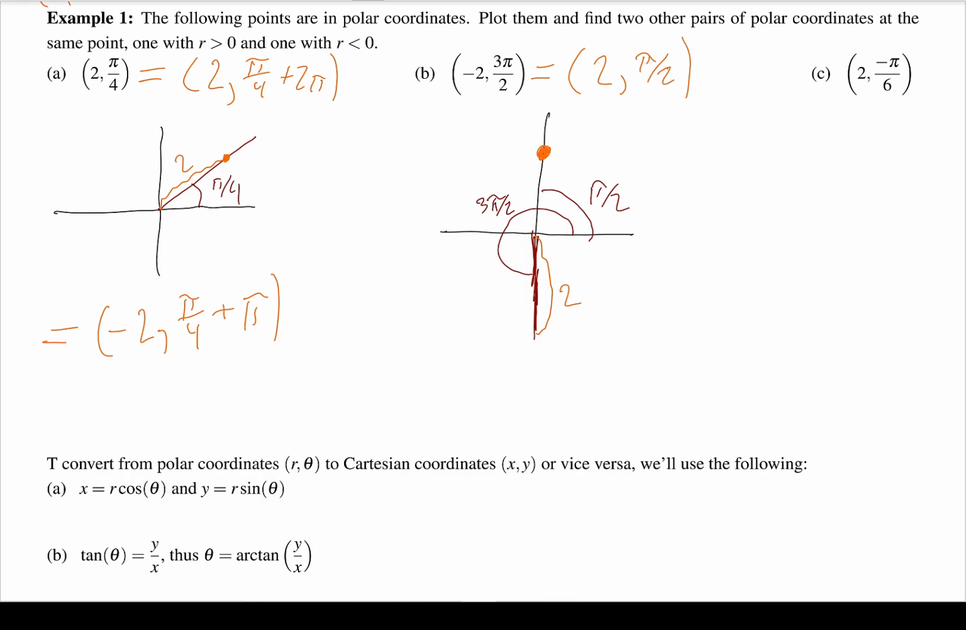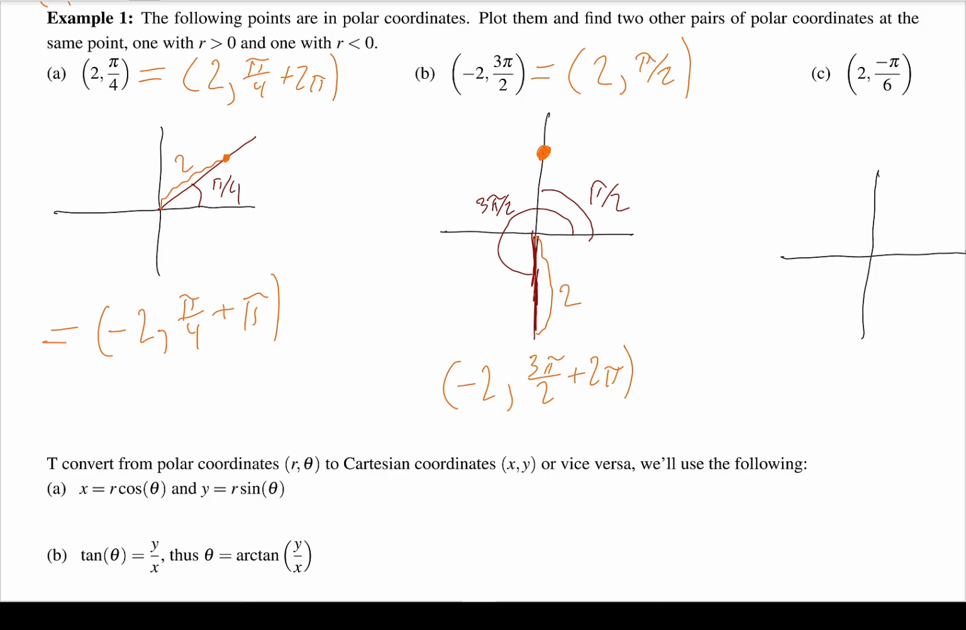And then, of course, another way to do it is for us to take -2 and then add 2π to 3π/2.